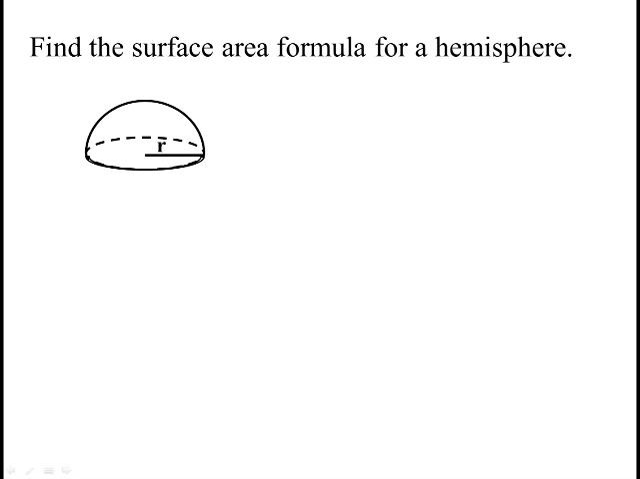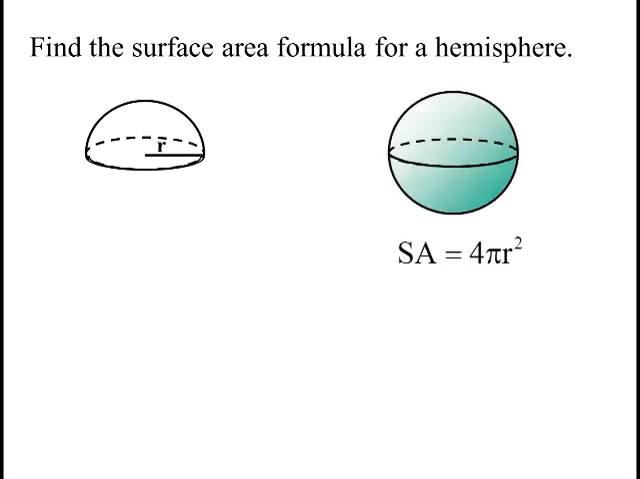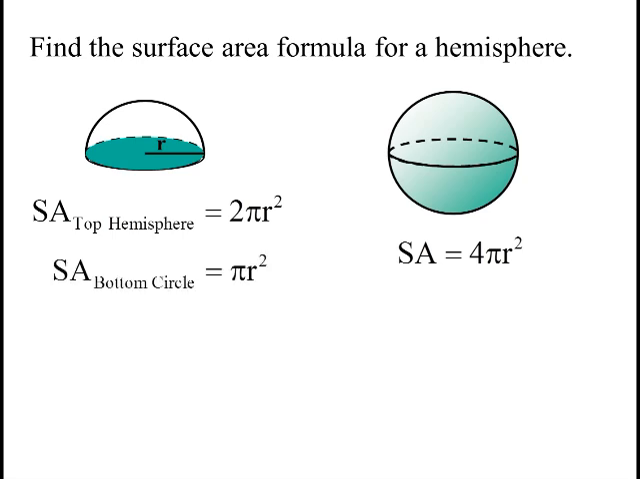Alright, here's a challenge. See if you can find the surface area of this hemisphere in terms of radius r. Obviously, the surface area of the entire sphere is going to be 4 pi r squared. So the top half of the hemisphere is going to be half of that. It's going to be 2 pi r squared. But don't forget, you've also got the base. The base is exposed. That's going to be another pi r squared. So the entire surface area of that hemisphere is 3 pi r squared.